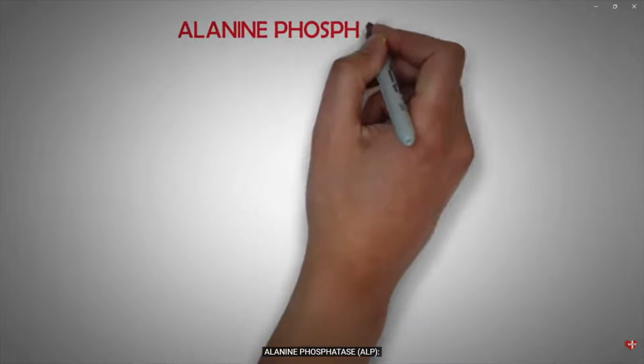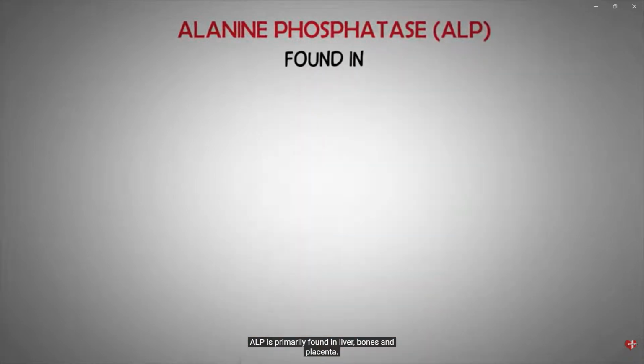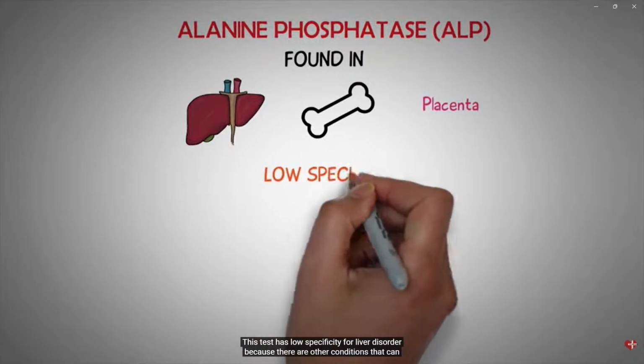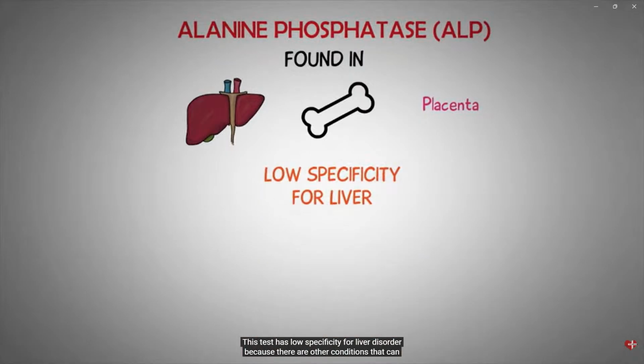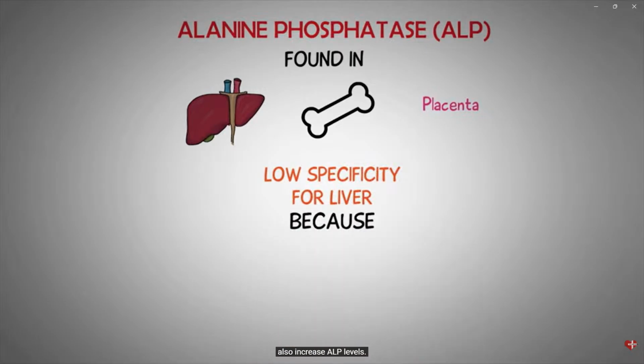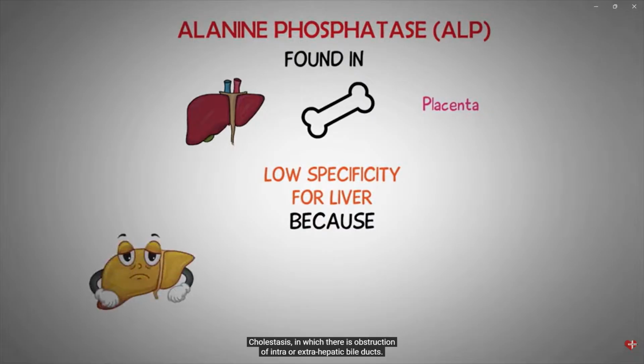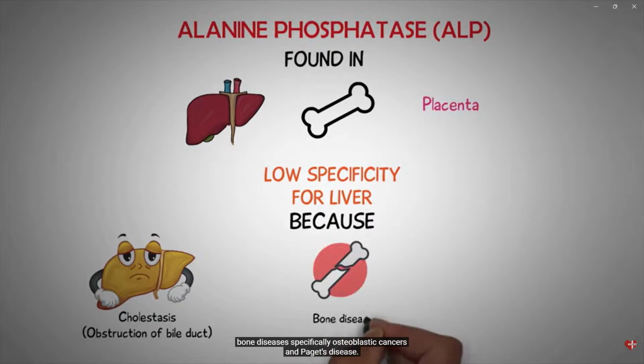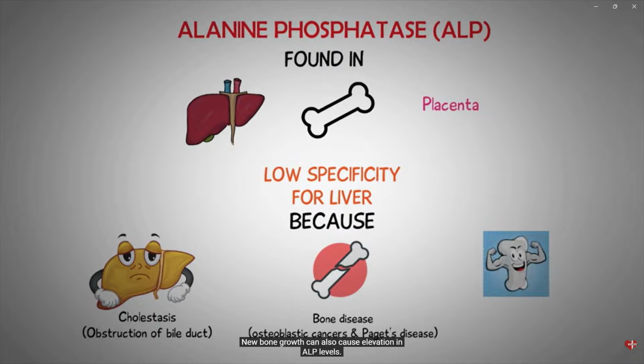Alkaline phosphatase, ALP. ALP is primarily found in liver, bones, and placenta. The test has low specificity for liver disorders because there are other conditions that can also increase the level of ALP. These are cholecystitis, in which there is an obstruction of intra or extrahepatic bile duct, pregnancy, bone diseases, specifically osteoblastic cancers and Paget's disease, and newborn growth can also cause elevation in ALP levels.